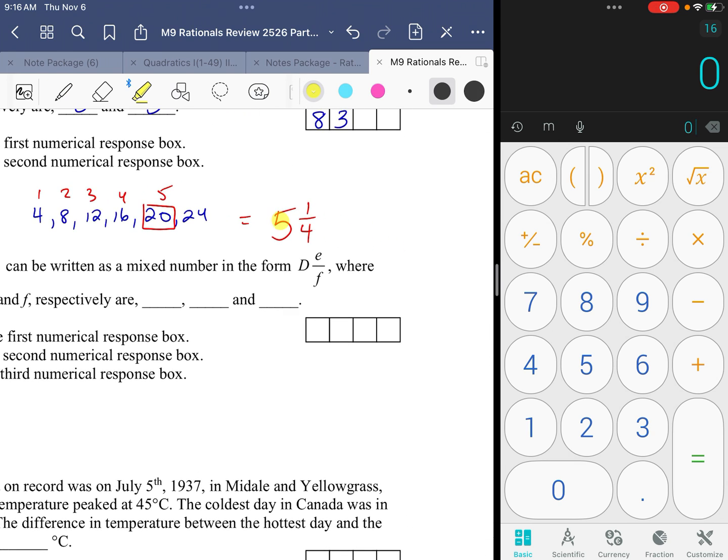Now we've got to put them in order. The 5 comes first, then the numerator, then the denominator. So 5, 1, 4 is how you'd put this one in your numeric response.